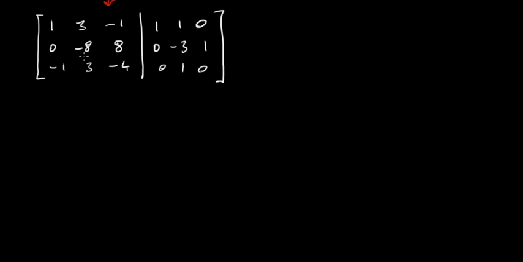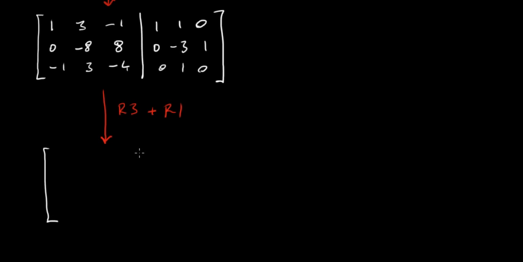Okay, next step. So what I'm going to do in this step is I'm going to take row 3 and add row 1 to it, because I'm going to put a 0 here. 1 minus 1 will give me 0 here. So I'm going to take row 3 and I'm going to add row 1.